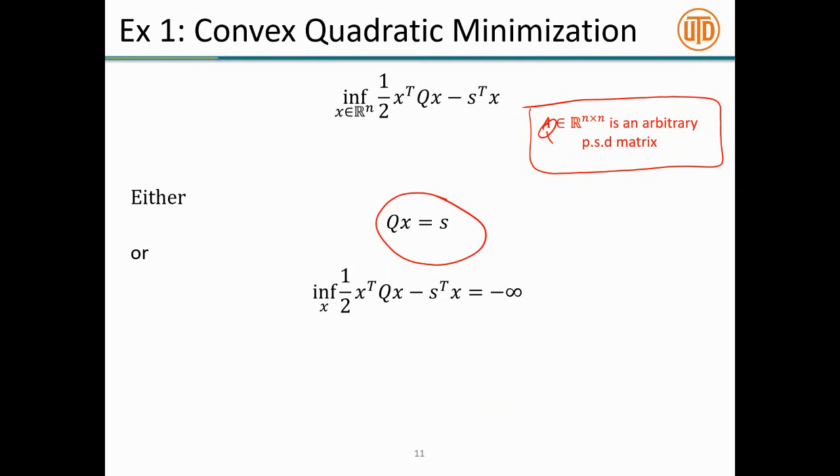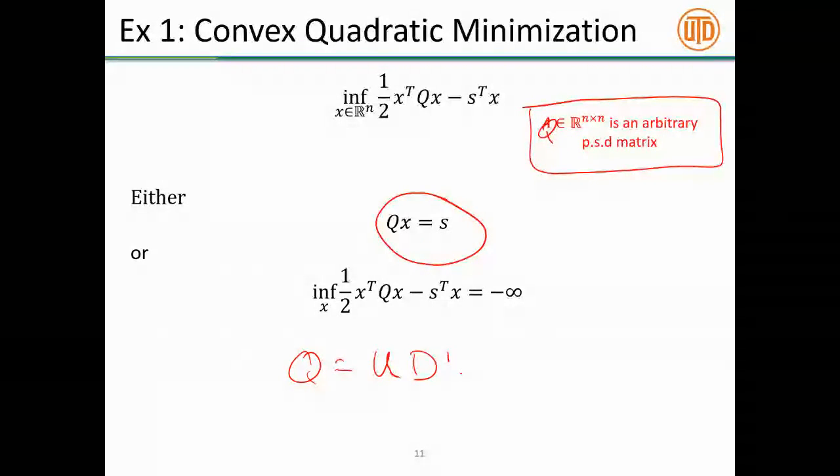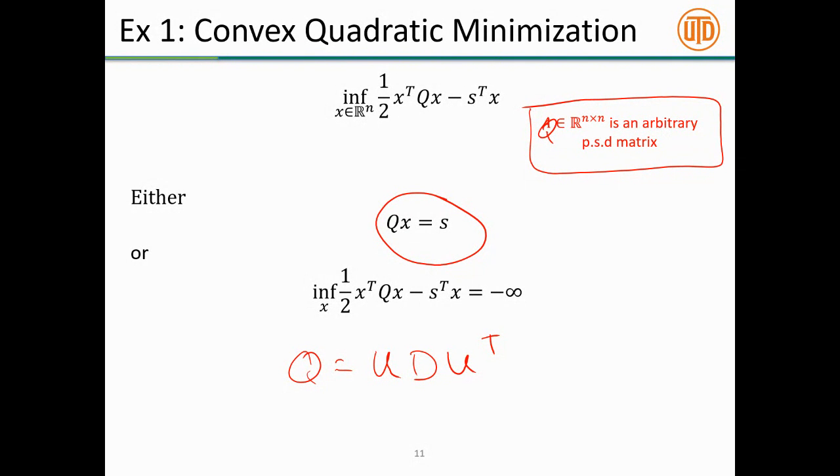So let's suppose that there is no solution to Qx equals s. So what does that mean algebraically? Again, Q is a symmetric matrix, so that means it has a decomposition of the form Q equals U D U transpose, where D is a diagonal matrix and U is the orthogonal matrix whose columns are the eigenvectors of Q.